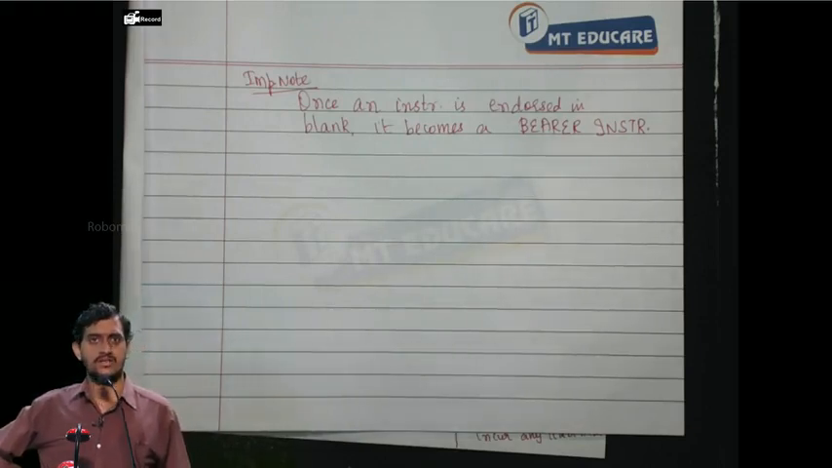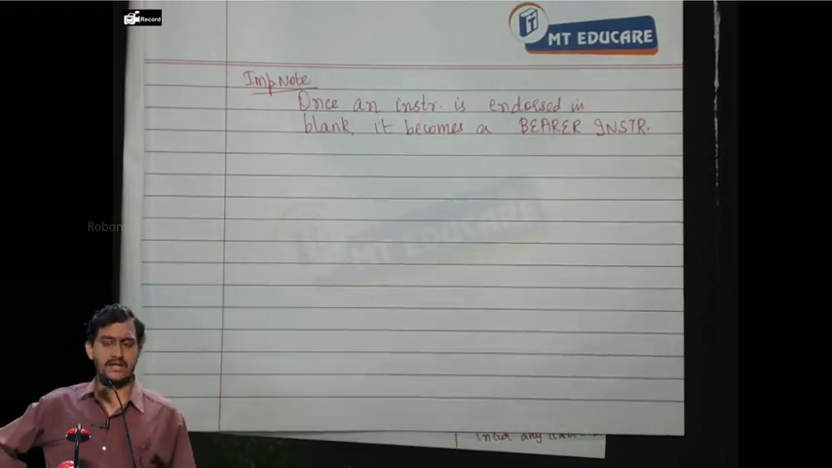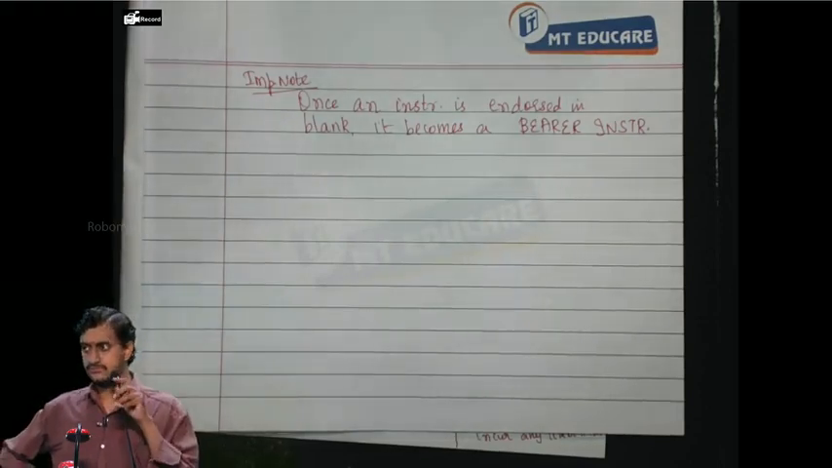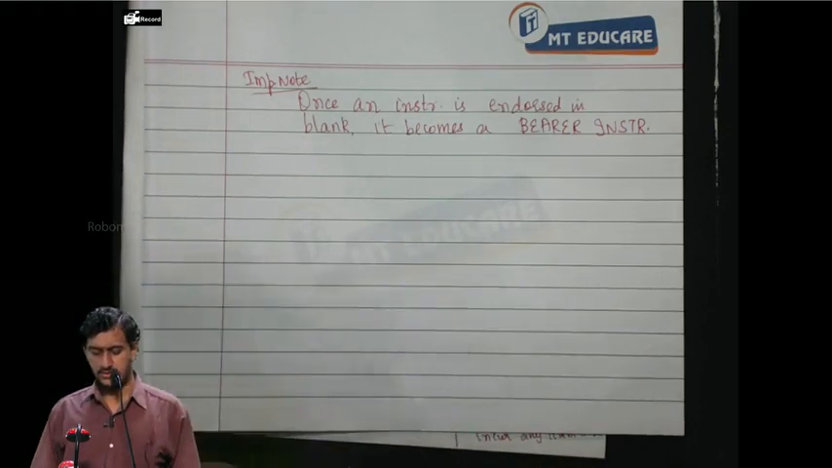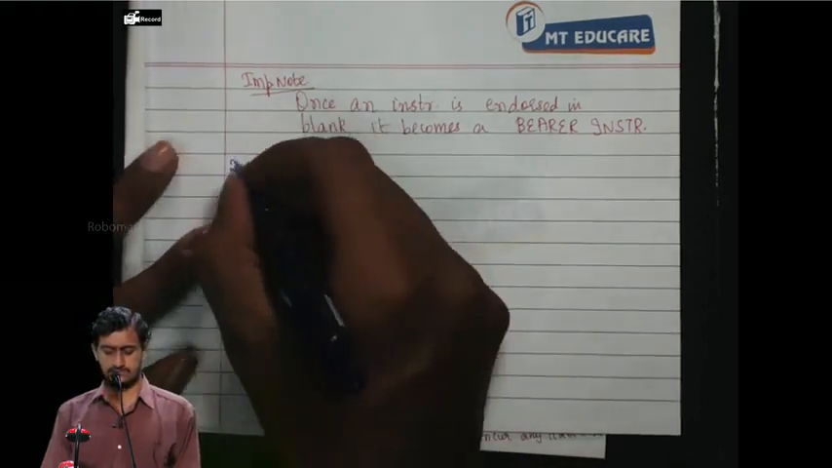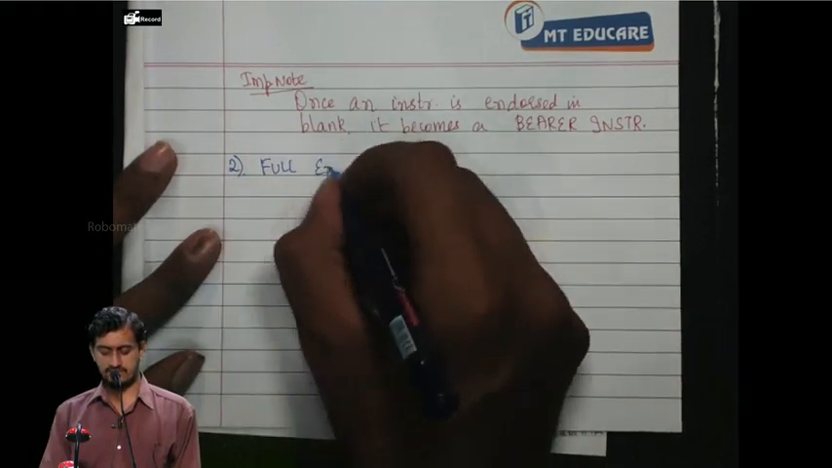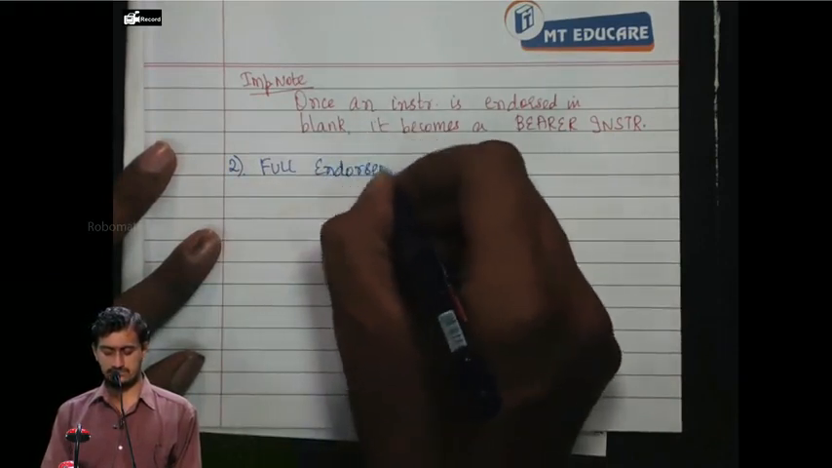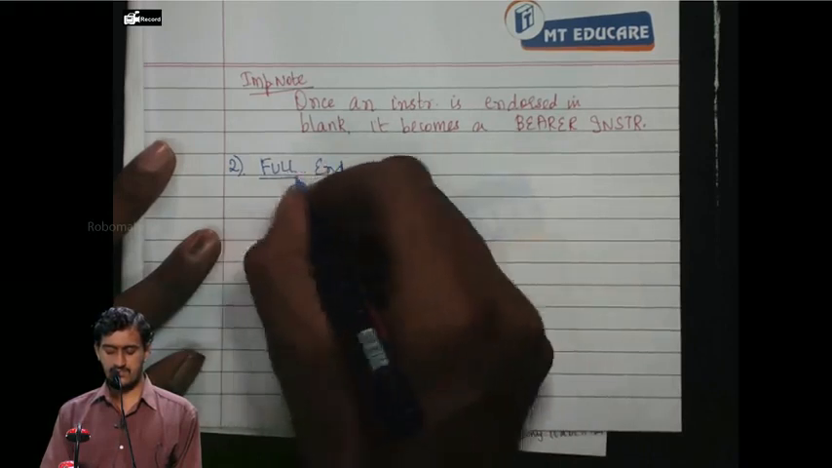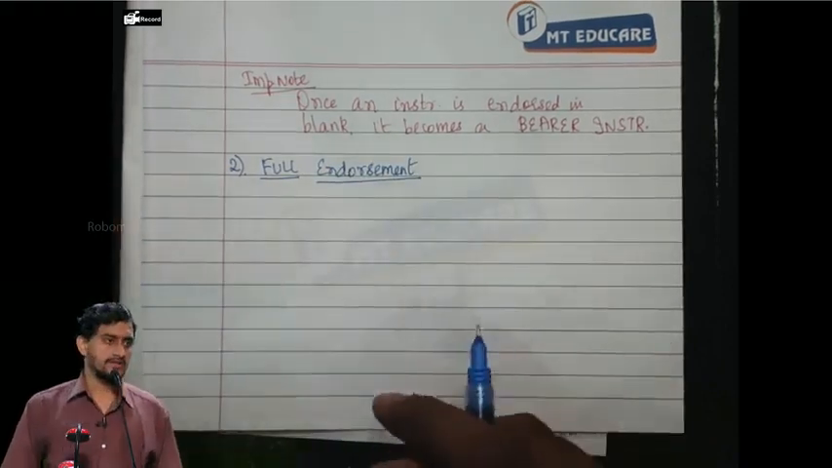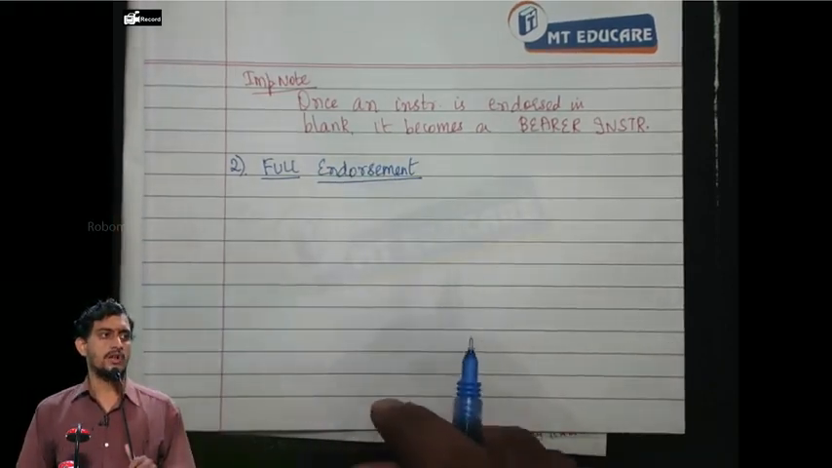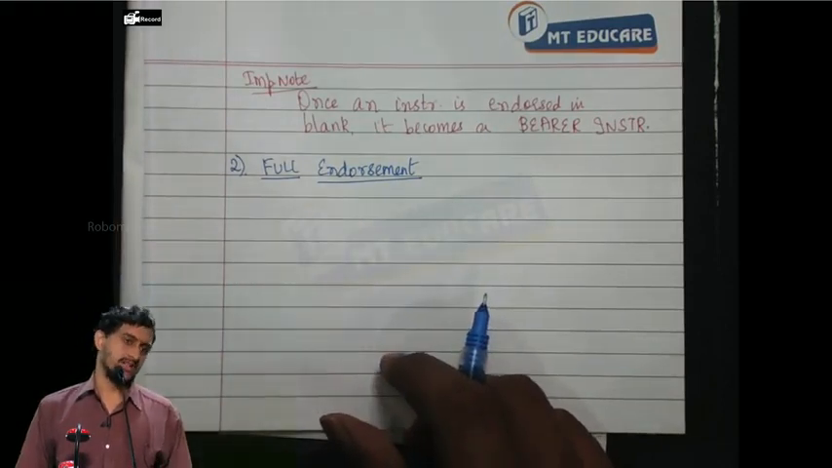Once an instrument is endorsed in blank, it becomes a bearer instrument. Now friends, let us discuss full endorsement. You can call it a full endorsement or a complete endorsement.